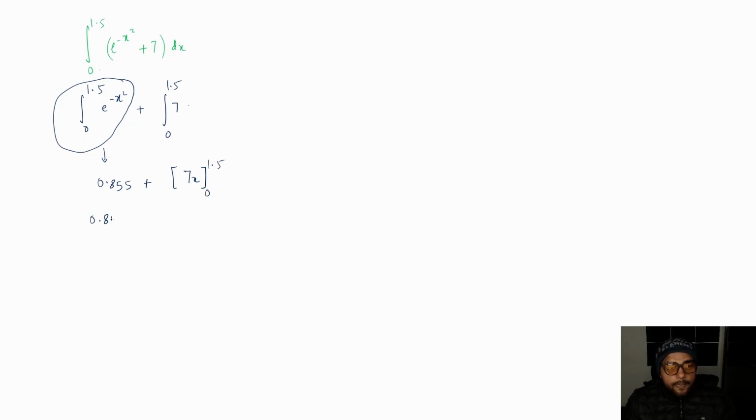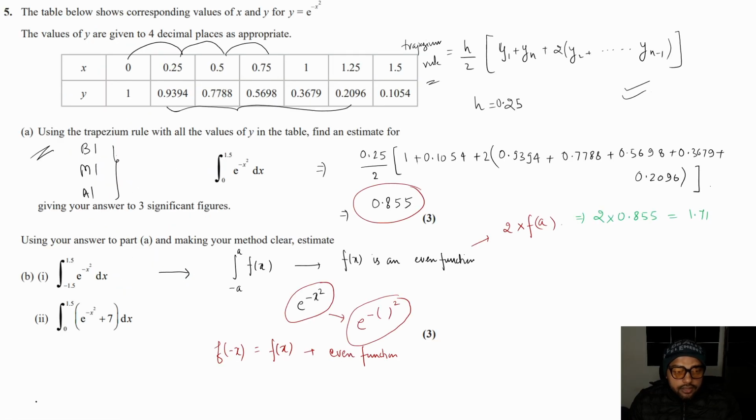We need to plug in the values here, so we'll get 7, 1.5 negative of 0, that will be equal to 10.5 and plus of 0.855. So we are getting the value here, students, 11.355, which is our approximate value. Okay, so this is the solution of the second part, 11.355.